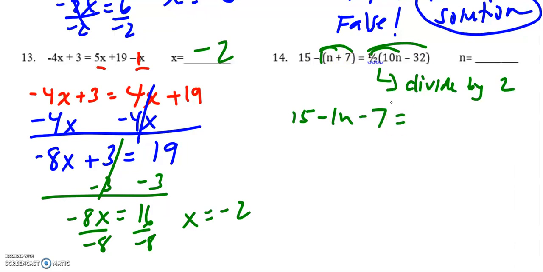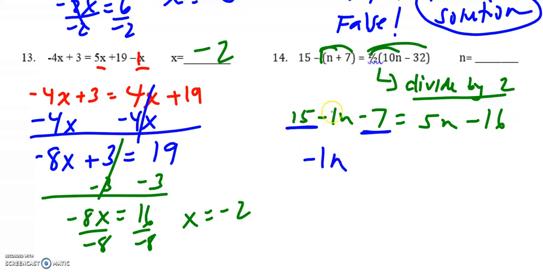Now, I could write out the work the long way, but if you think about that it's dividing by 2, 1/2 of 10 is 5n. 1/2 of negative 32 is a negative 16. So if I look at both sides, I notice that this side has some like terms that I can combine together. So I would have negative 1n left on this side, and 15 minus 7, or positive 8, equals 5n minus 16.